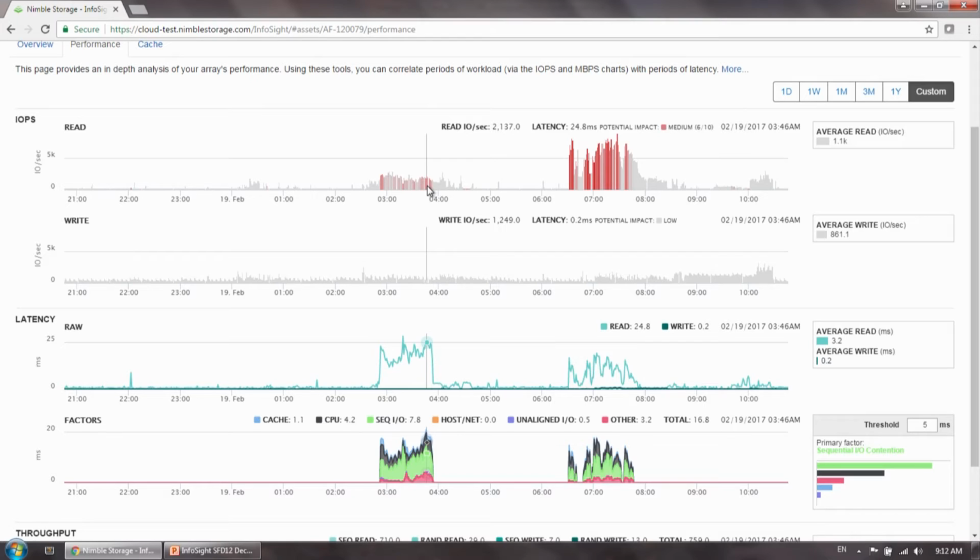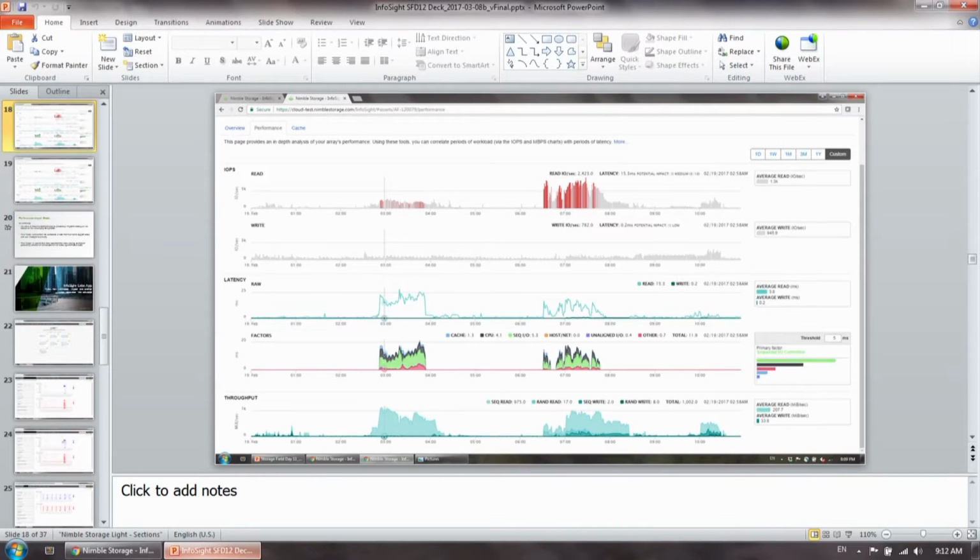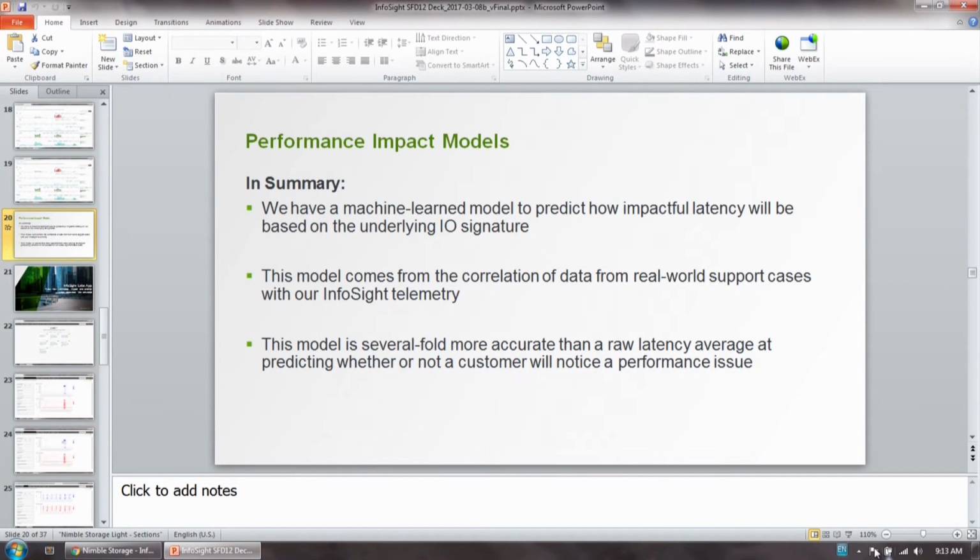So we think that's going to be a powerful tool to help people look towards the right periods of time and focus on what they really need to remediate versus what they don't.